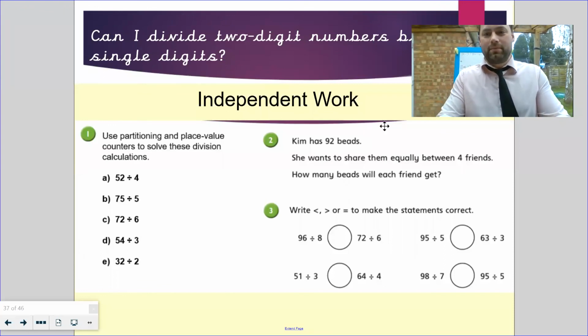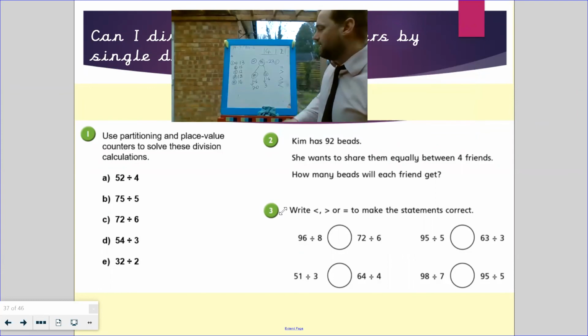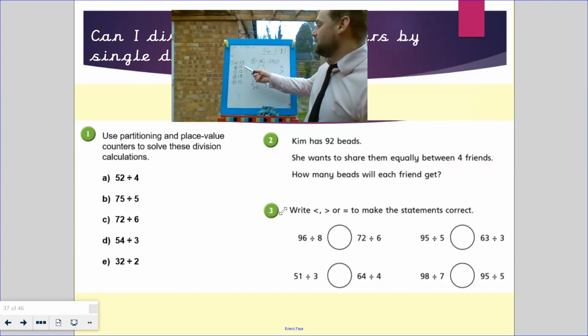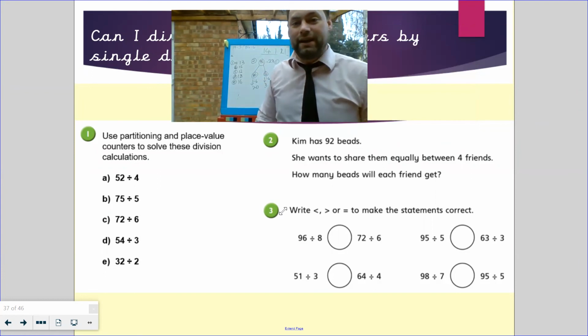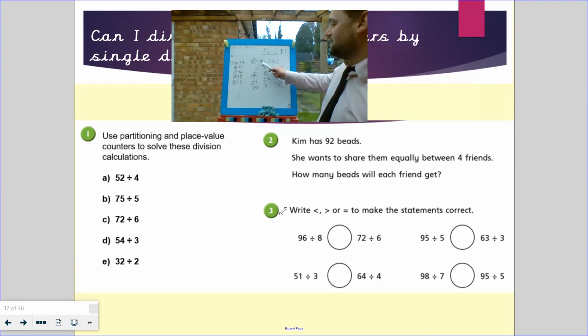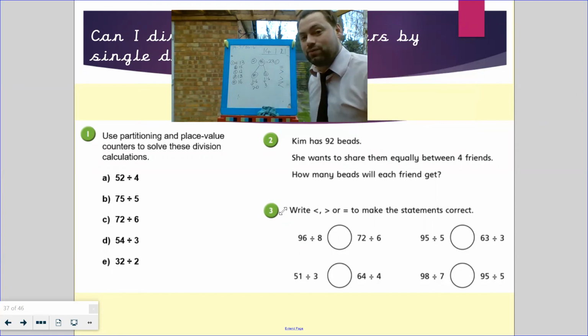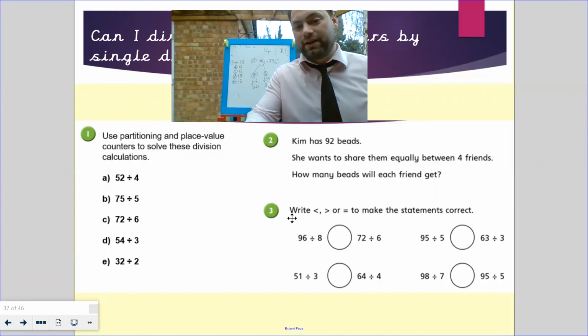Okay, welcome back. I'm going to make my screen just a little bit bigger so you can see the answers. Tick them off. Make sure you've done your working out as well. So for the first questions, you should have 30 for A, 15 for B, 12 for C, 18 for D, and 16 for E. For question 2, you could have used a part-whole model like I've done. I did 92 and I split it into 80 and 12, divided each section by 4, and my answer was 23.